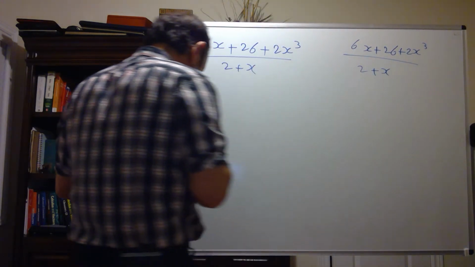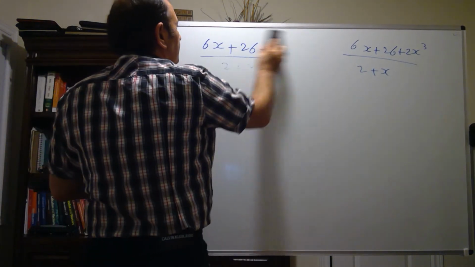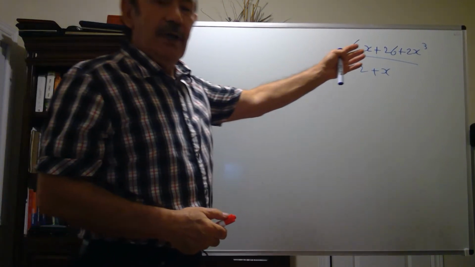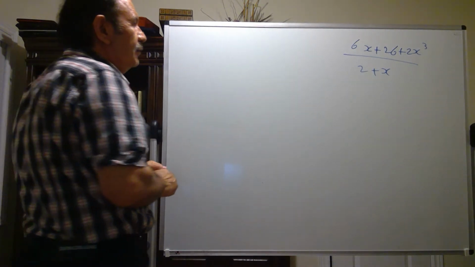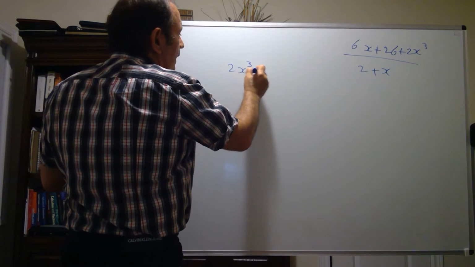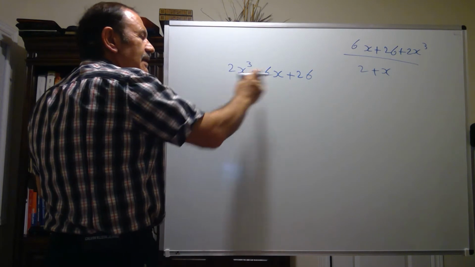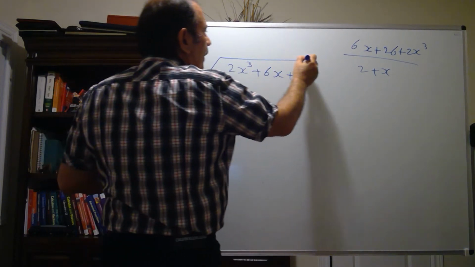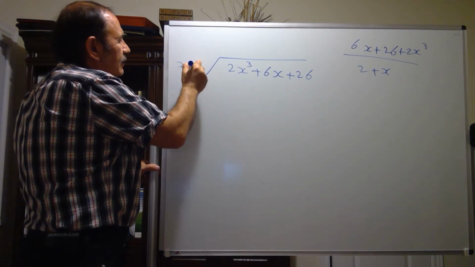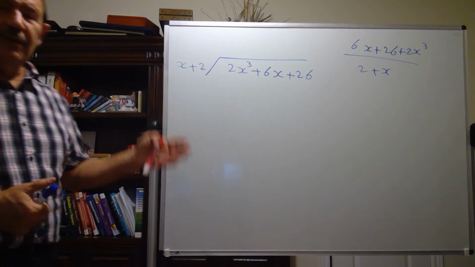I just repeated it in the other corner to save space. Now, let's start long division. First, order from highest degree to lowest degree, which is 2x cubed plus 6x plus 26. The other part, 2 plus x, is again not in order. Order it to x plus 2. Now both of them are ordered from highest degree to lowest degree.